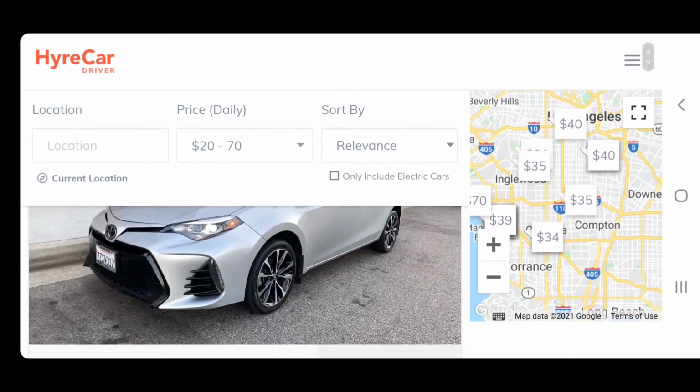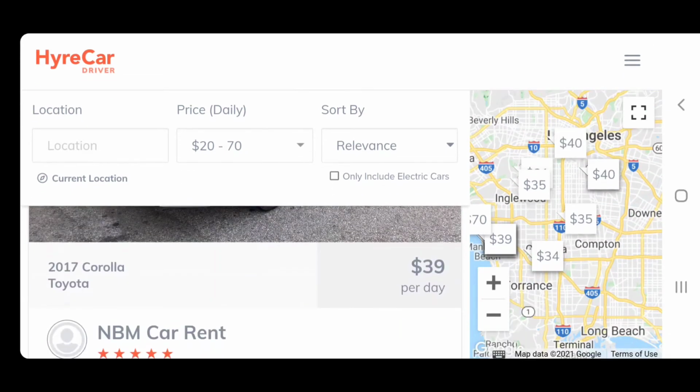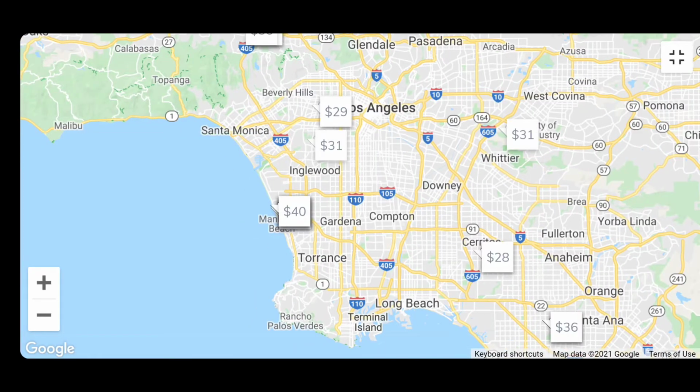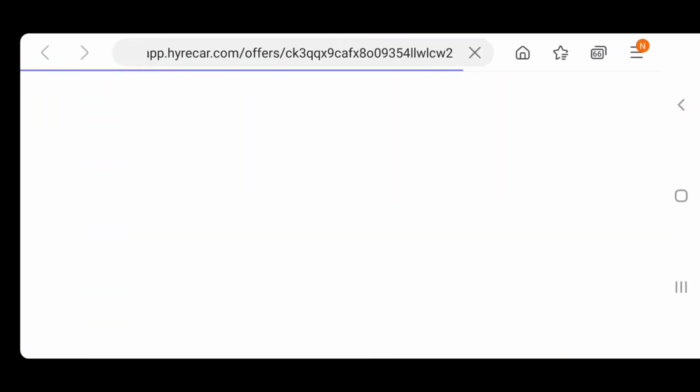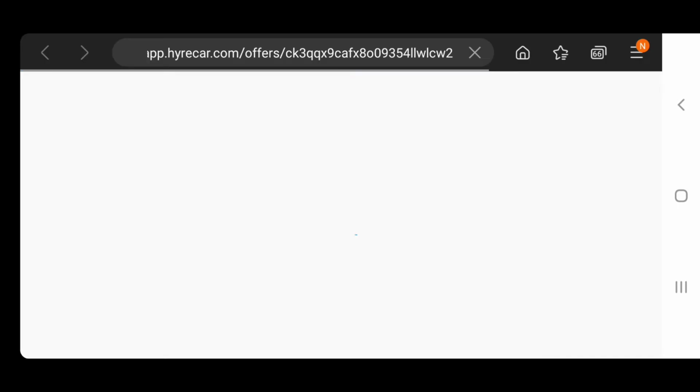Then we click out of there. You can scroll down here too. So that's one way you can do it. You can actually click in the map, as I did before. Let's do this one, $31. I clicked on the $31 per day rental from the map.